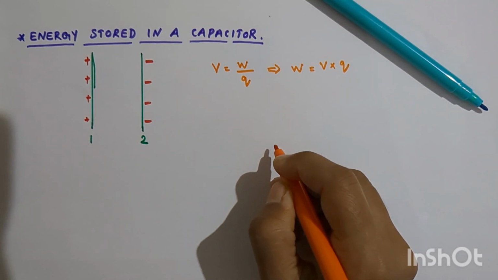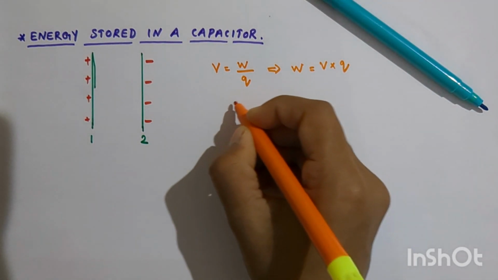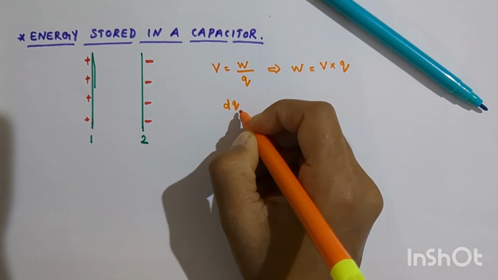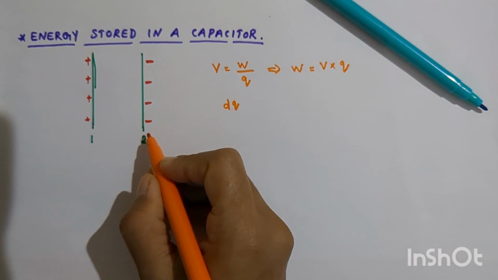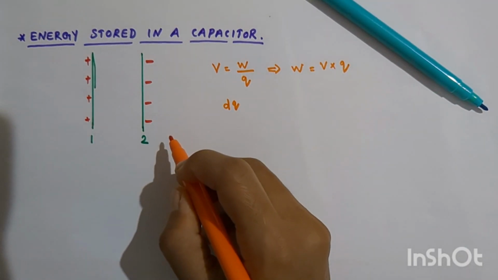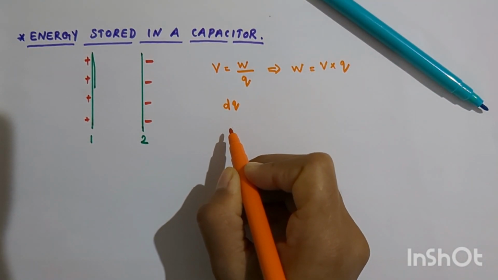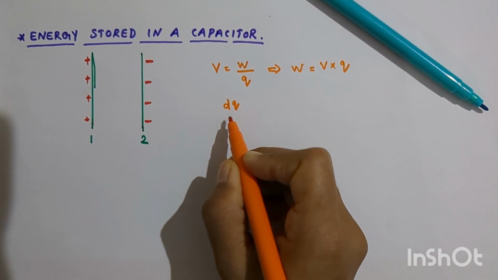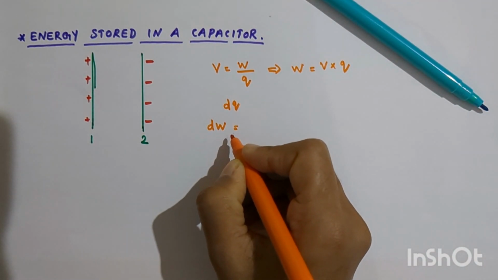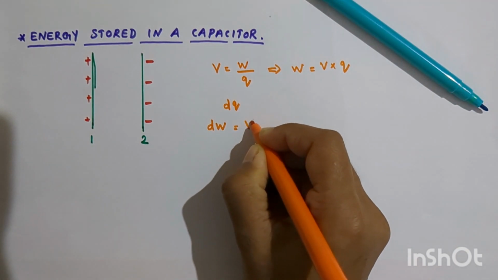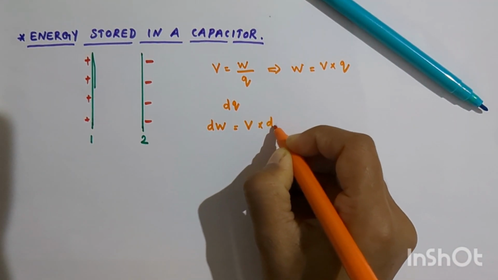Now if we consider a very small charge dq which is moving from one plate of the capacitor to the other plate of the capacitor, the work done in moving a charge dq from one plate to the other can be written as dW, a small amount of work done. That will be equal to potential V into dq.